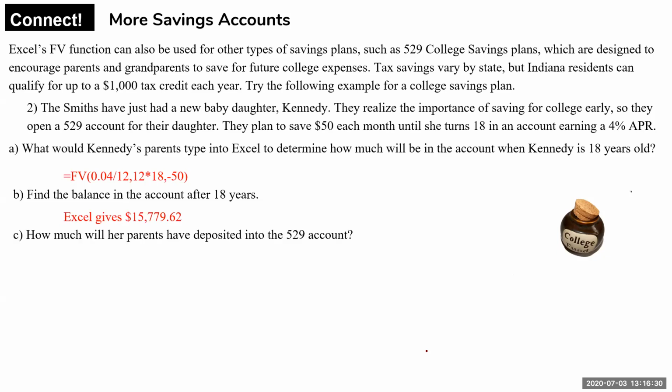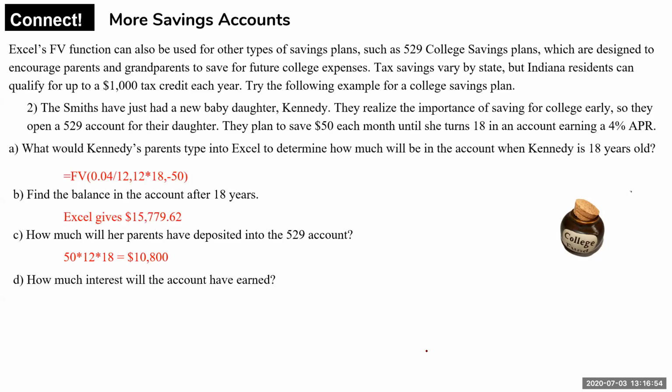All right. How much will her parents have deposited into the 529 account? So the parents would have just contributed what? 12. Okay, how do you do that? 12 by 18 by $50, right? And that is $10,800. And how much interest?